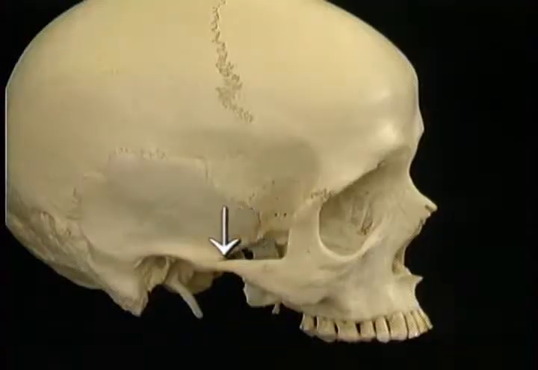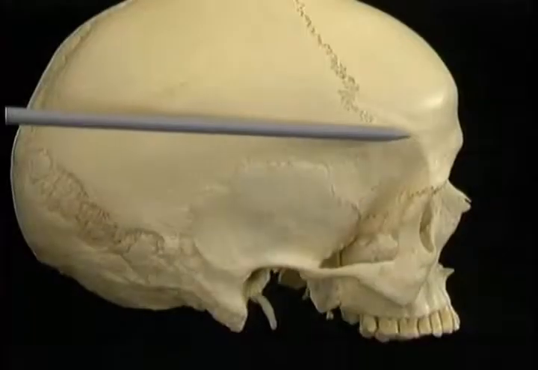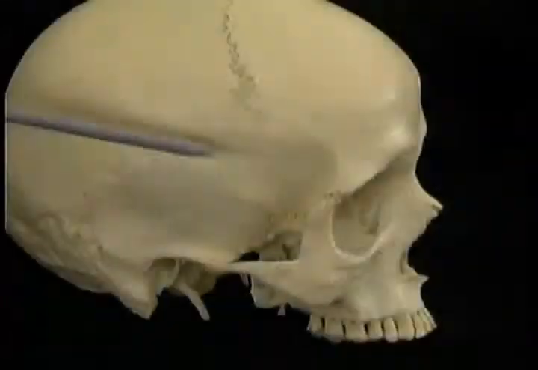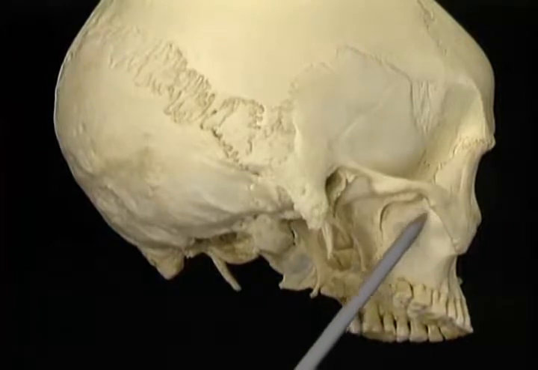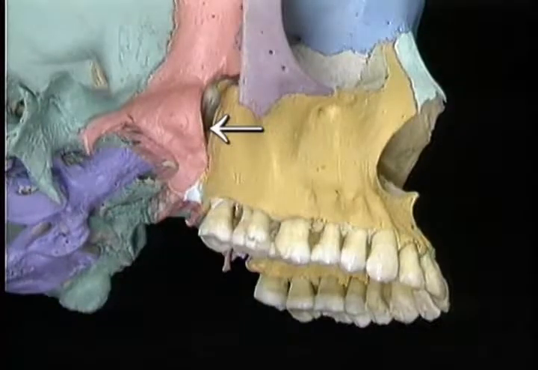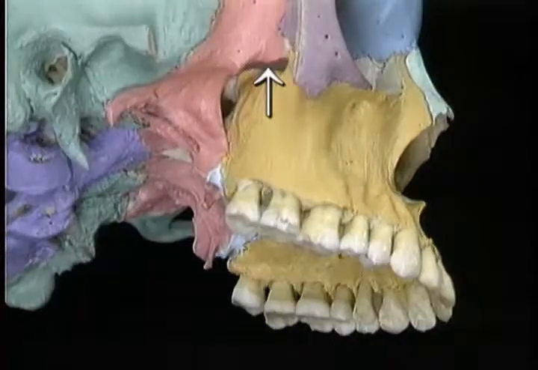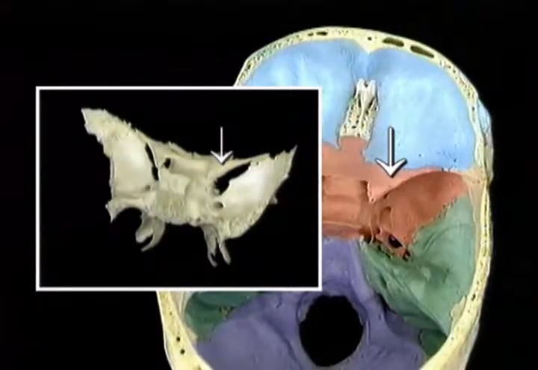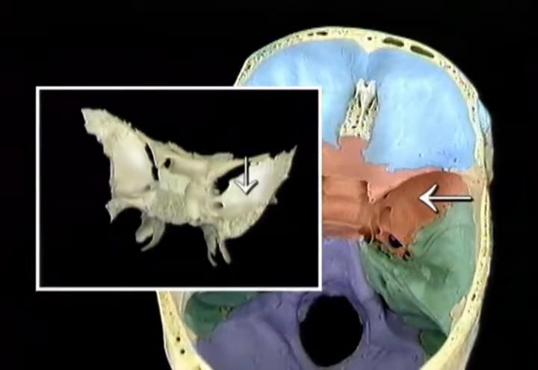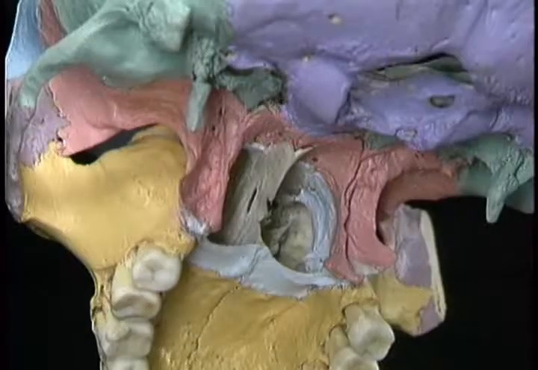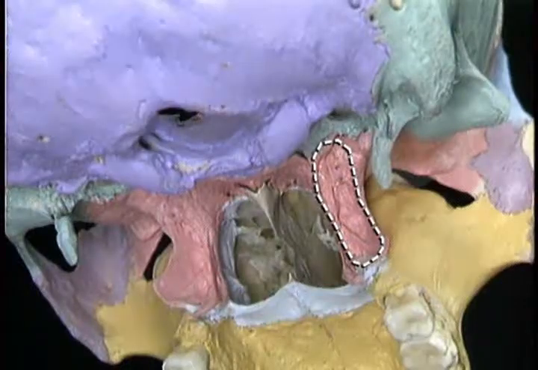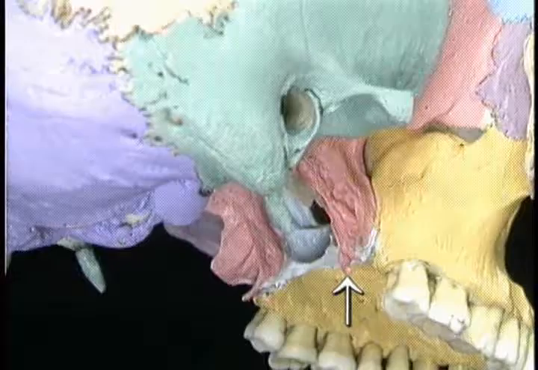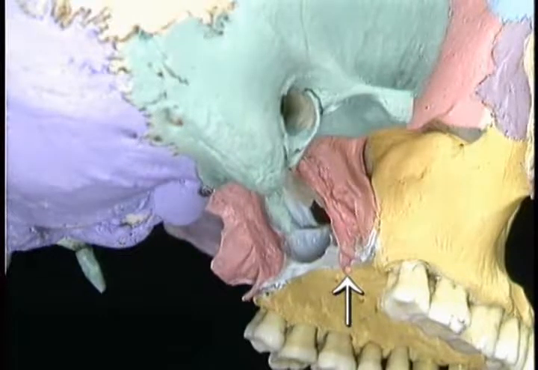Here's the zygomatic arch, the temporal line, the temporal fossa, and the infratemporal fossa. Here's the pterygomaxillary fissure and the inferior orbital fissure. On the sphenoid bone, here's the lesser wing, the greater wing, and the pterygoid plates, medial and lateral. Here's the pterygoid fossa. Here's the hamulus.